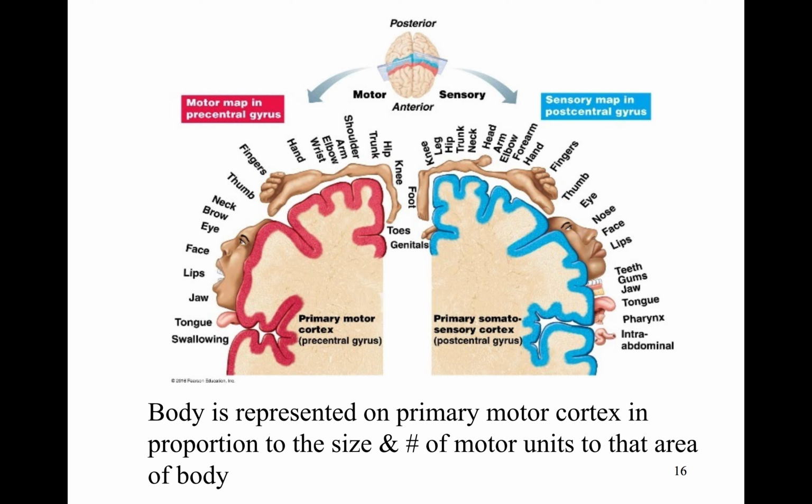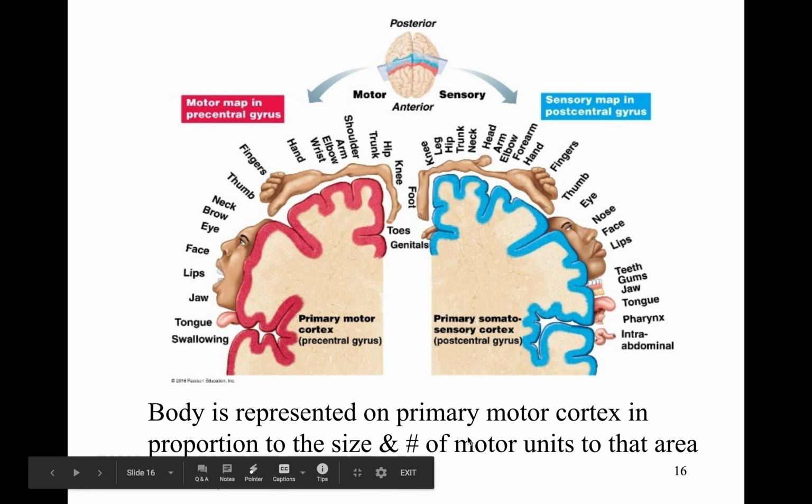So again, our body is represented on the primary motor cortex in proportion to the size and the number of motor units to that area. In other words, regions of the body that carry out very precise or skilled movements are going to have a larger area of the primary motor cortex dedicated to that body part. So on this diagram, we can see that those body parts are shown larger, and this is a way that they're trying to indicate that there are greater motor units to that area of the body.